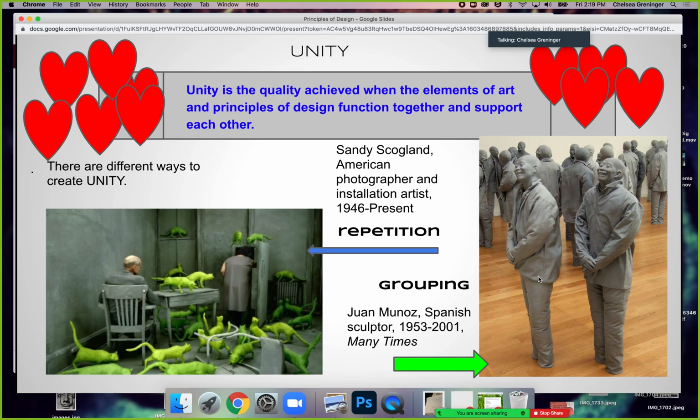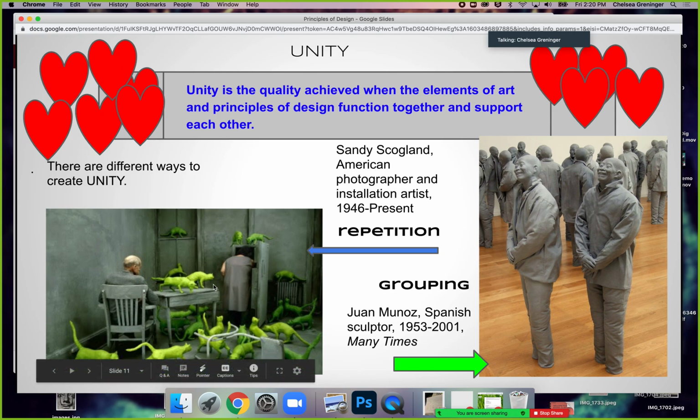Okay, unity is the quality achieved when elements of art and principles of design function together and support each other. So how do we unify a work of art? Well, we can use repetition. We just talked about repetition in pattern.